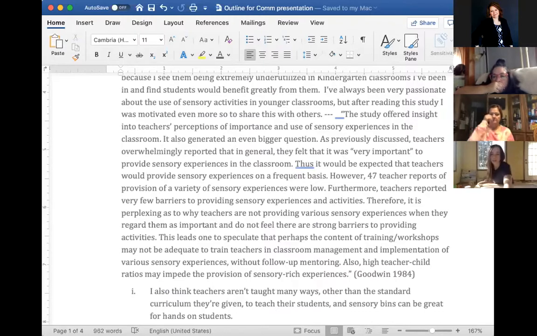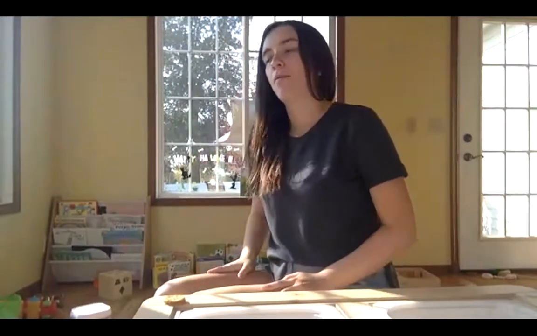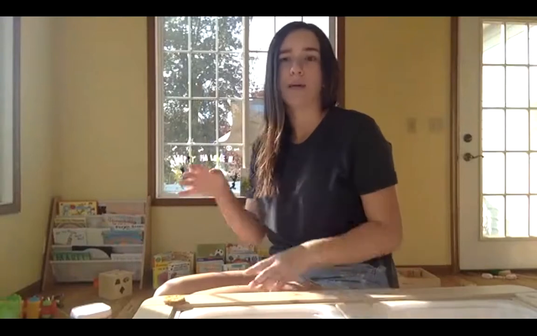I'm gonna stop sharing my screen, but yeah, I read that, and it was a whole article about sensory experiences in school. I was kind of surprised to know how little they're used, because I thought they were pretty popular, and they're super easy to do, and you can do them super inexpensively. So I also think that teachers aren't taught many ways.